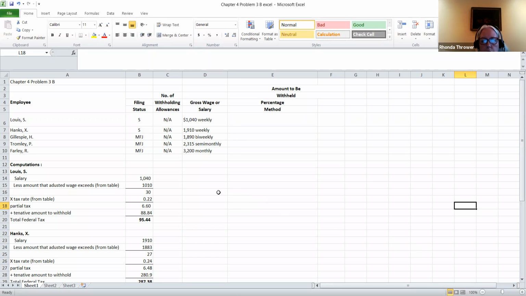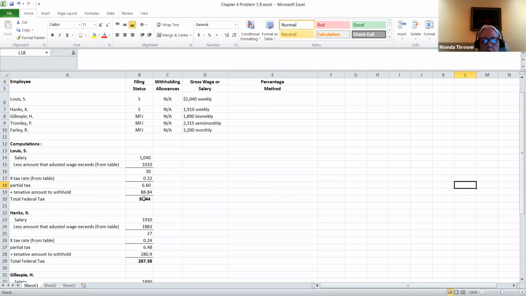All right, and so you should be able to see the Excel spreadsheet that I prepared. That 22% that came from the table is multiplied by $30. That was the difference between the salary and the adjusted wage. When you multiply 30 times 22%, it gives you the partial tax that we had to figure, which was $6.60. Then we're going to add the tentative amount to withhold back to that. And this also comes from the table.